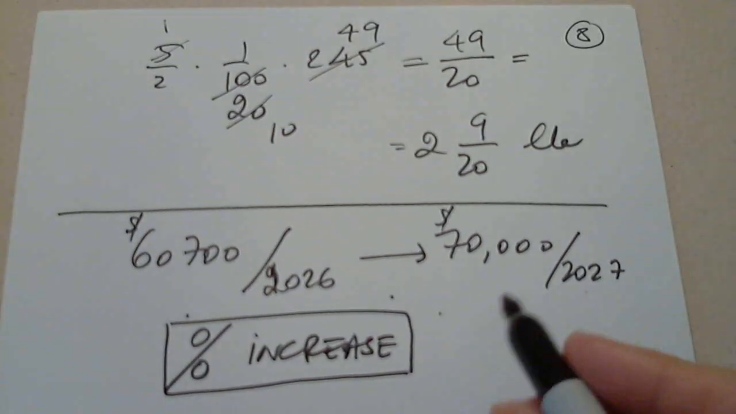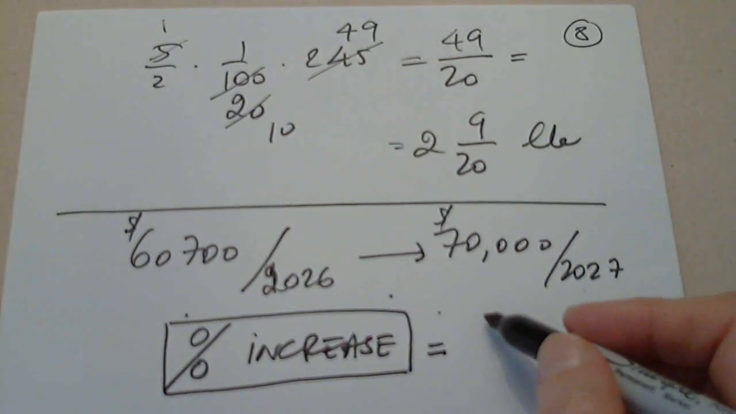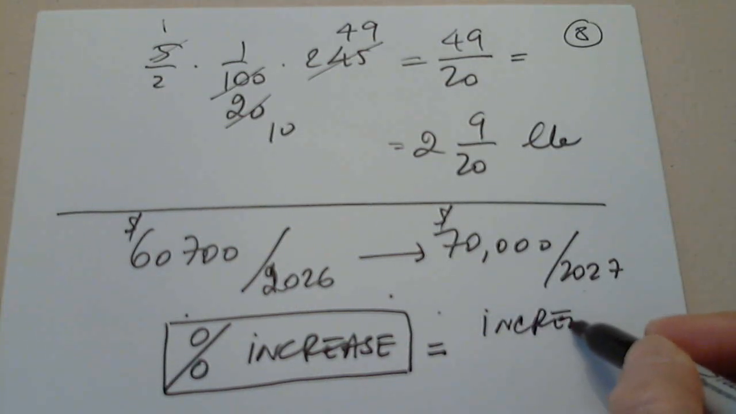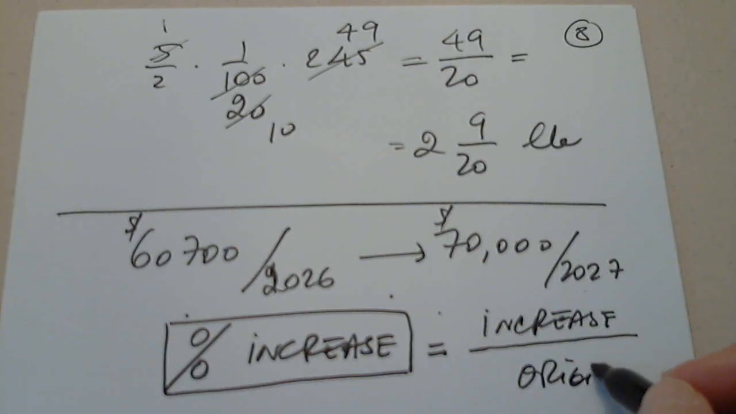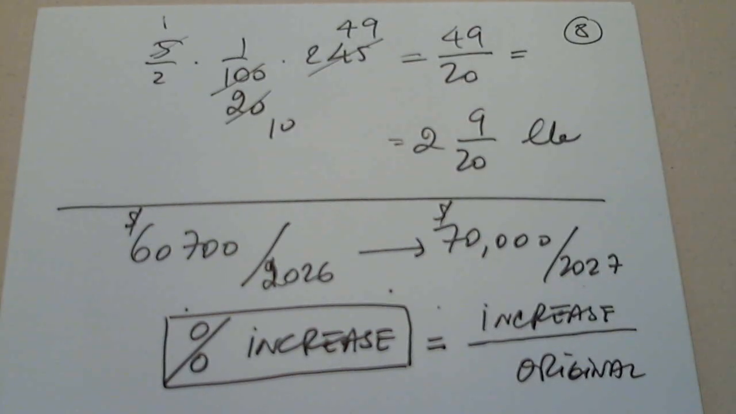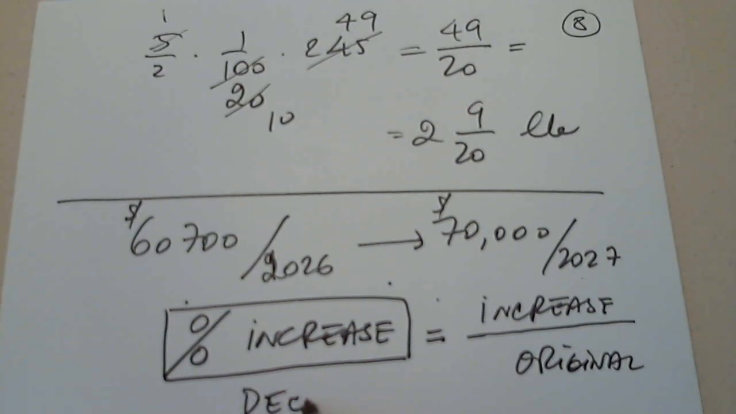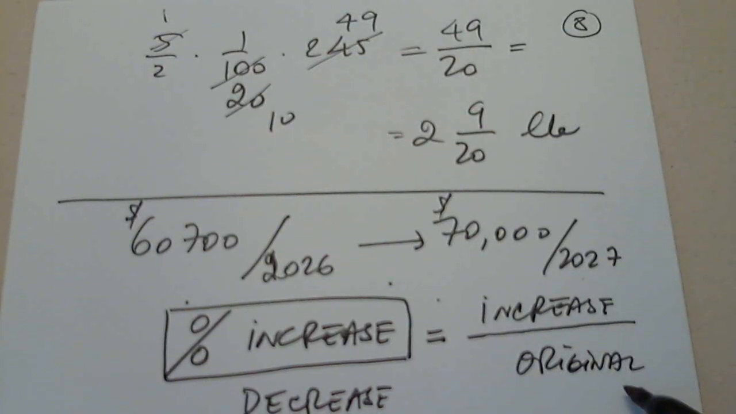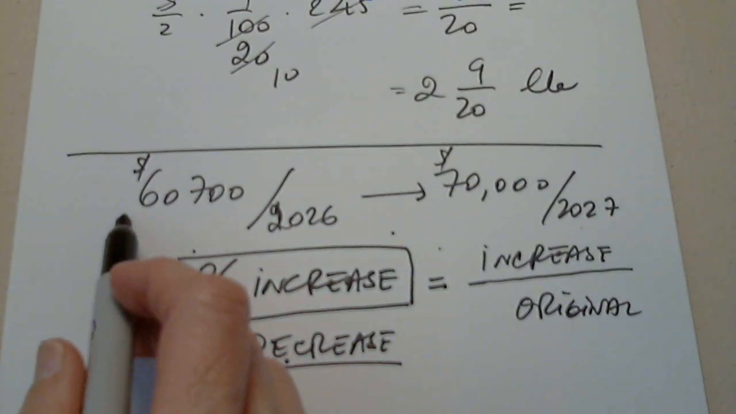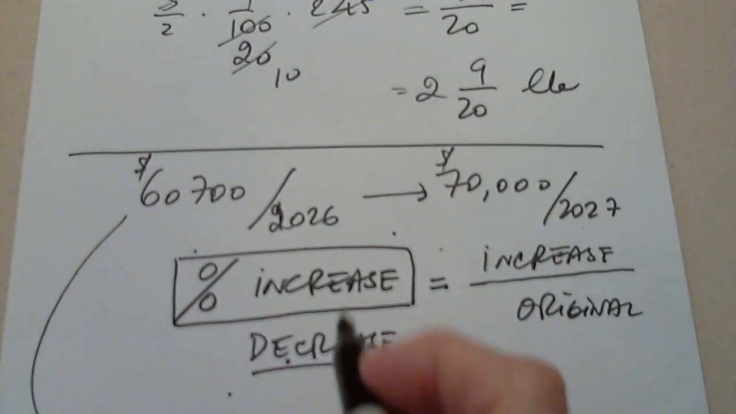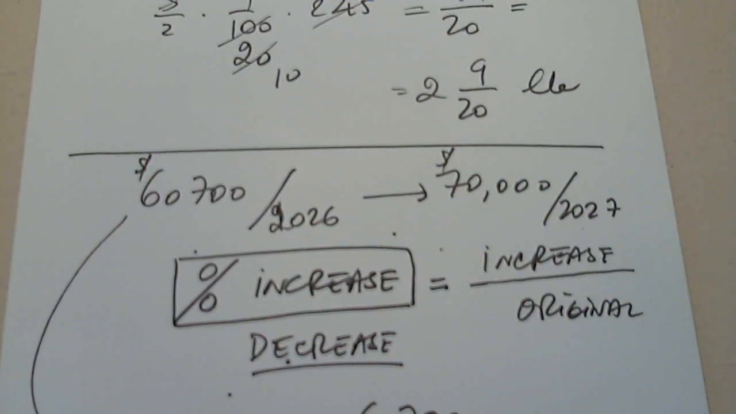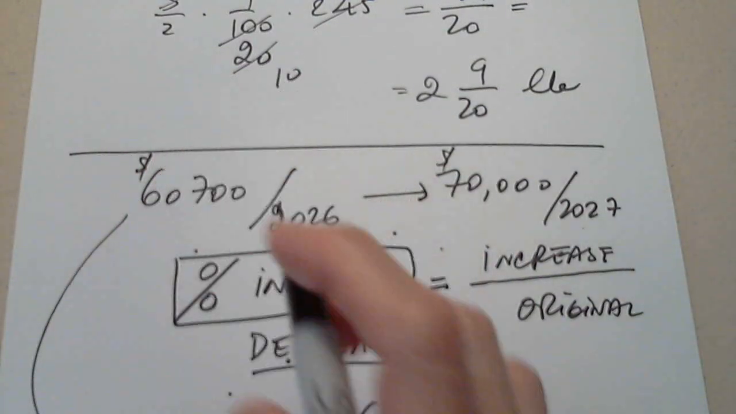The percent increase is always the increase divided by the original. It's the same for decrease. If it's a decrease, it's going to be the decrease over the original. So the percent for this will be 70,000 minus 60,700 divided by the original.